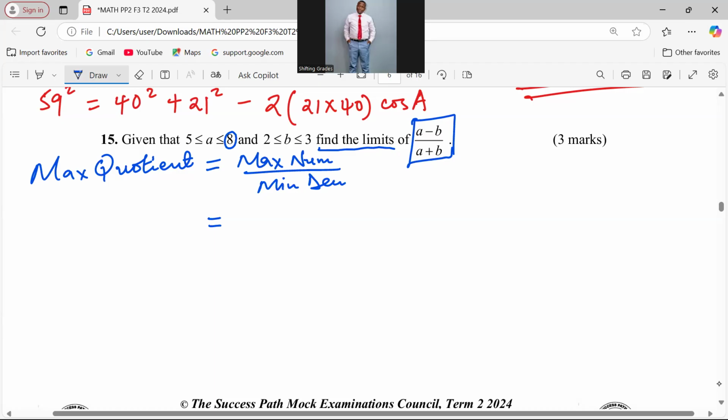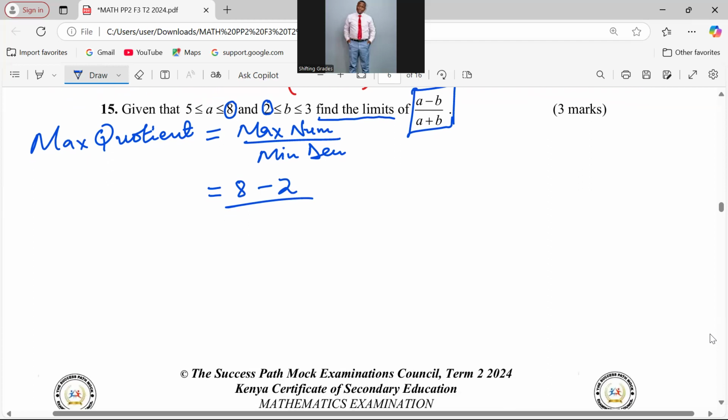So I can now talk about A minus B to give me maximum. So I need 8, but I subtract the least value for B for me to get a maximum difference. Then I divide by the smallest denominator, which is a sum. So the smallest sum involves the lower limits, both lower limits, 5 and 2. So at this point, I'll be talking about 6 over 7. That is the maximum possible quotient.